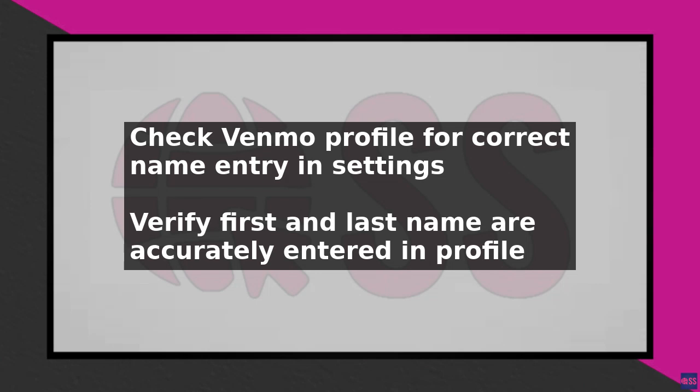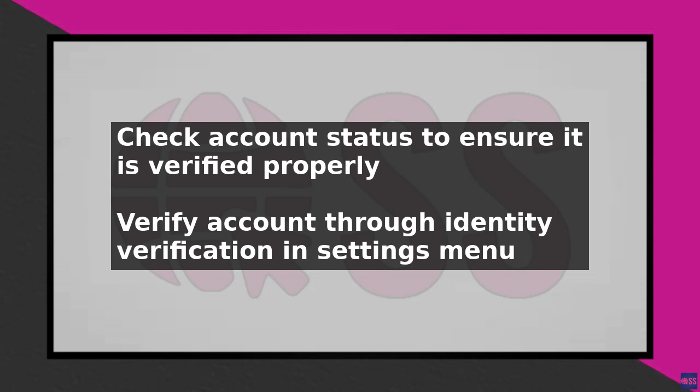Next, check your account status to ensure it is verified. An unverified account may cause issues with your name displaying. To verify your account, go to the Settings menu, select Identity Verification, and follow the prompts to provide the required information. This may include your social security number, date of birth, and other identifying details.